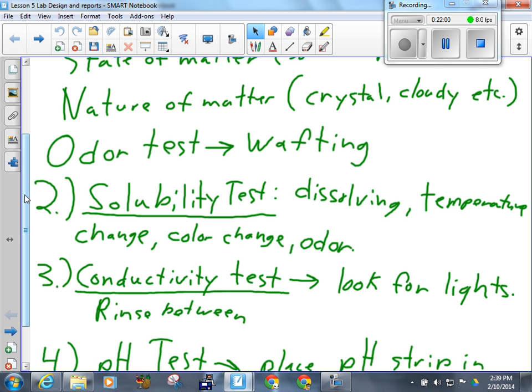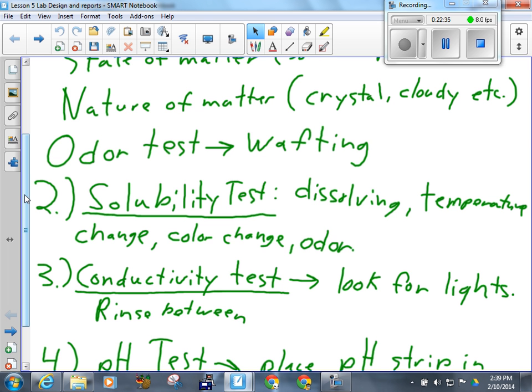Look for the lights, rinse in between. Again, when you're writing out your procedure, your solubility test should say things like add distilled water to the material until it is this full, and then watch for these things. While adding water, be sure the thermometer is in the depression to record any temperature changes. When you're doing the conductivity test, take your conductivity tester and place it in the solution you made in the previous step. Record the number on the chart. Then you should rinse it in between.